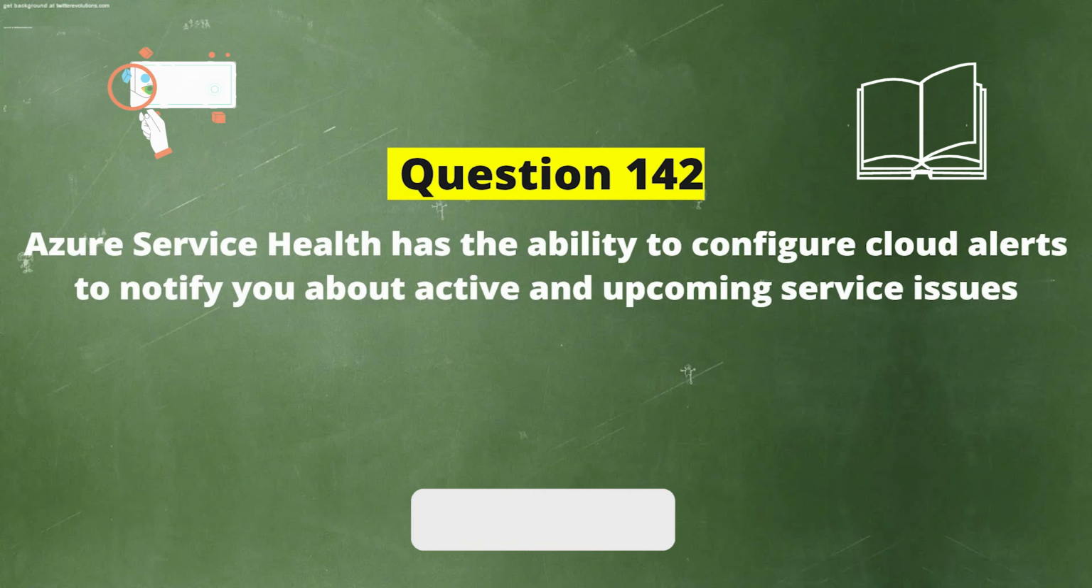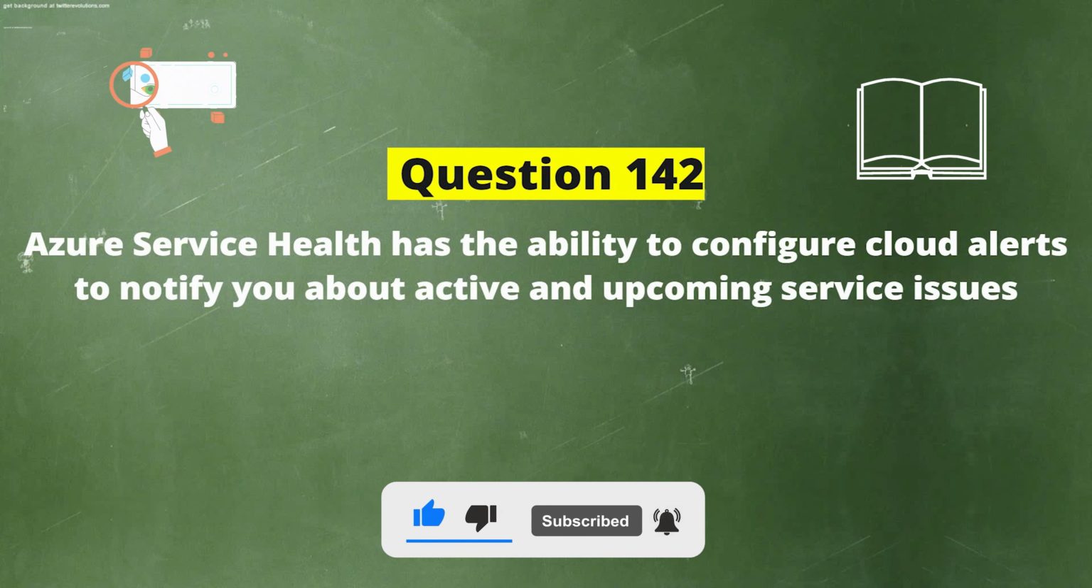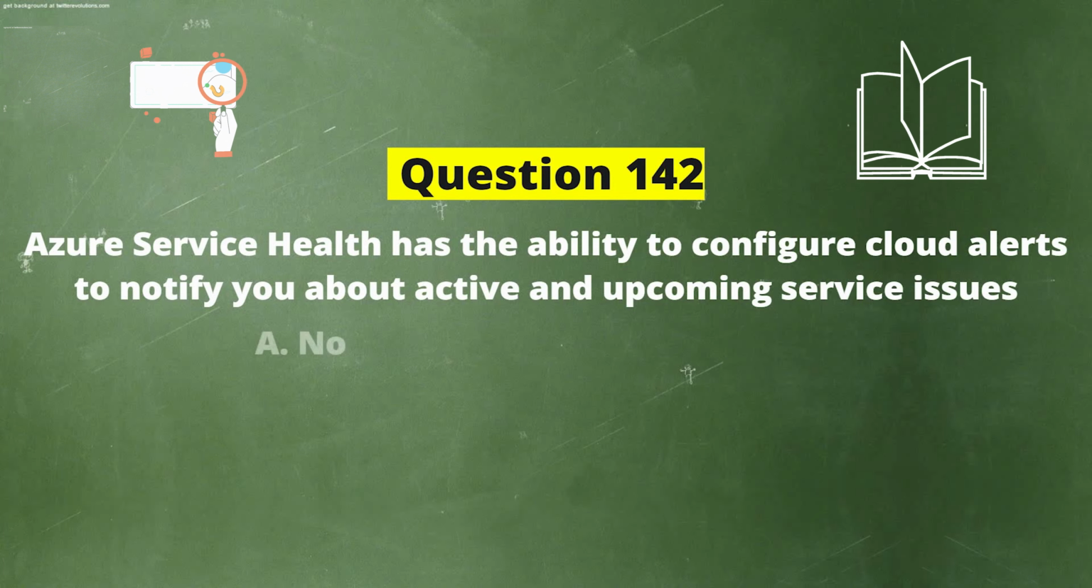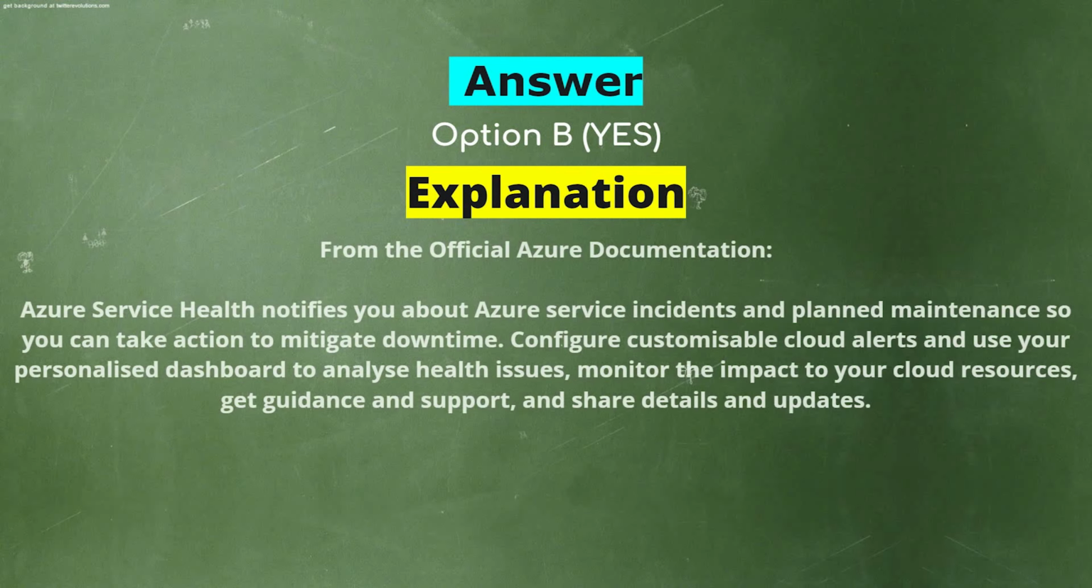Next question. Azure Service Health has the ability to configure cloud alerts to notify you about active and upcoming service issues. Option A, no. Option B, yes. And the correct answer is option B, yes. Explanation. From the official Azure documentation, Azure Service Health notifies you about Azure service incidents and planned maintenance so you can take action to mitigate downtime. Configure customizable cloud alerts and use your personalized dashboard to analyze health issues, monitor the impact to your cloud resources, get guidance and support, and share details and updates.